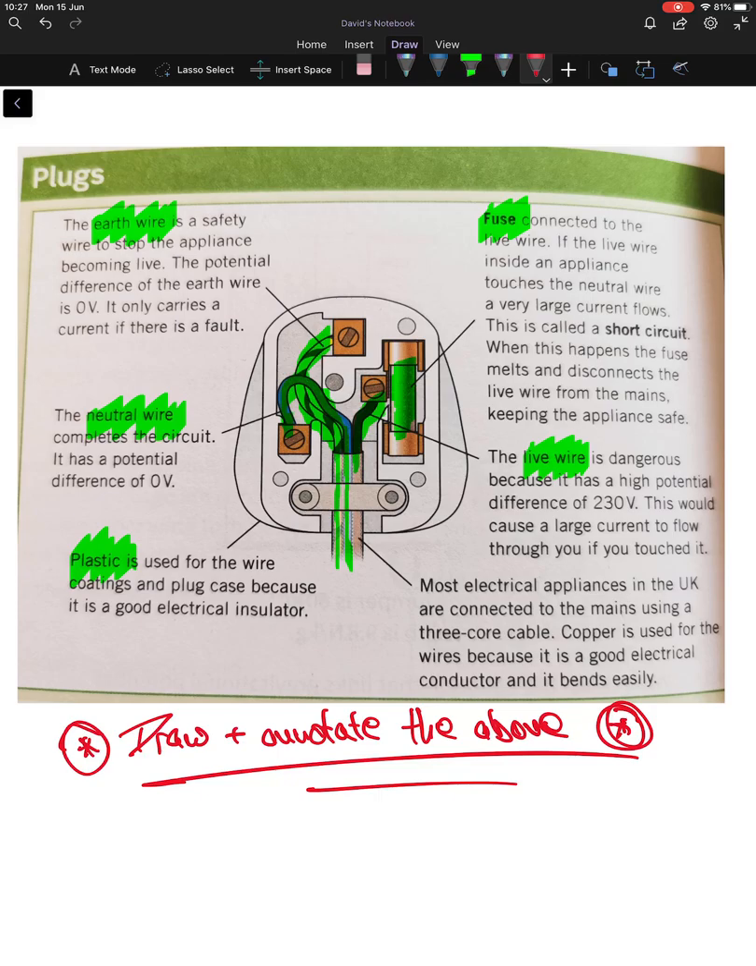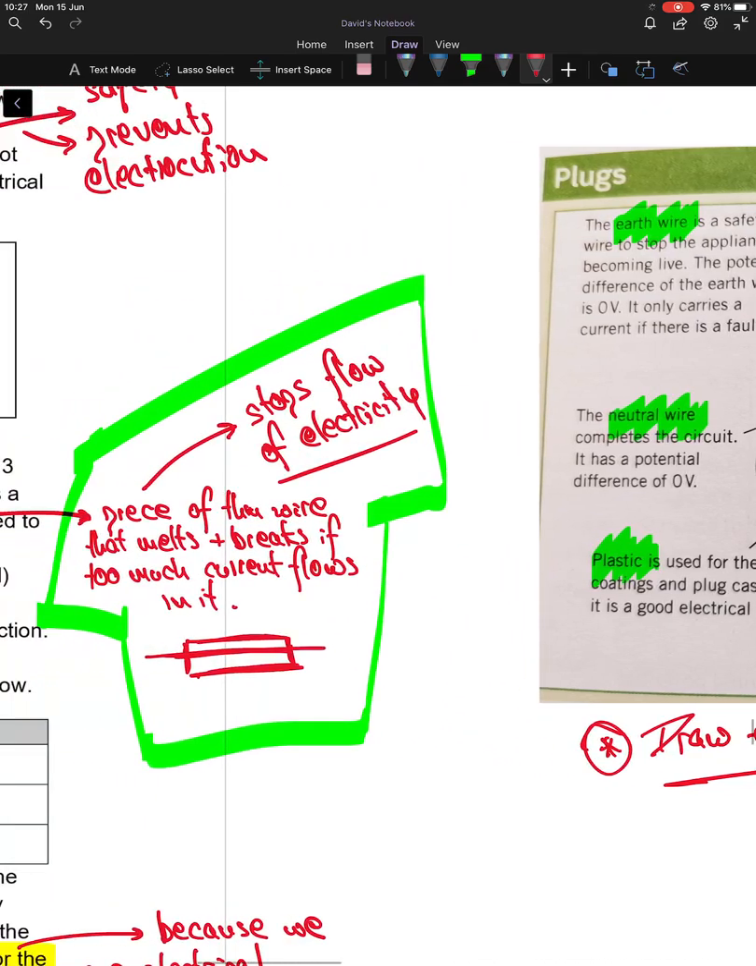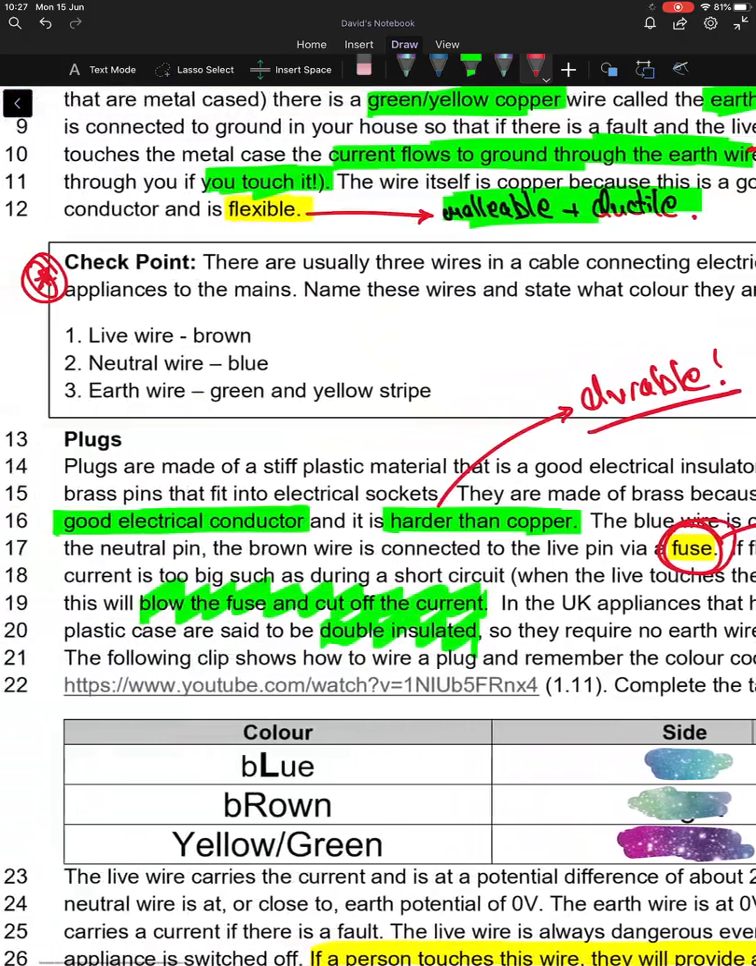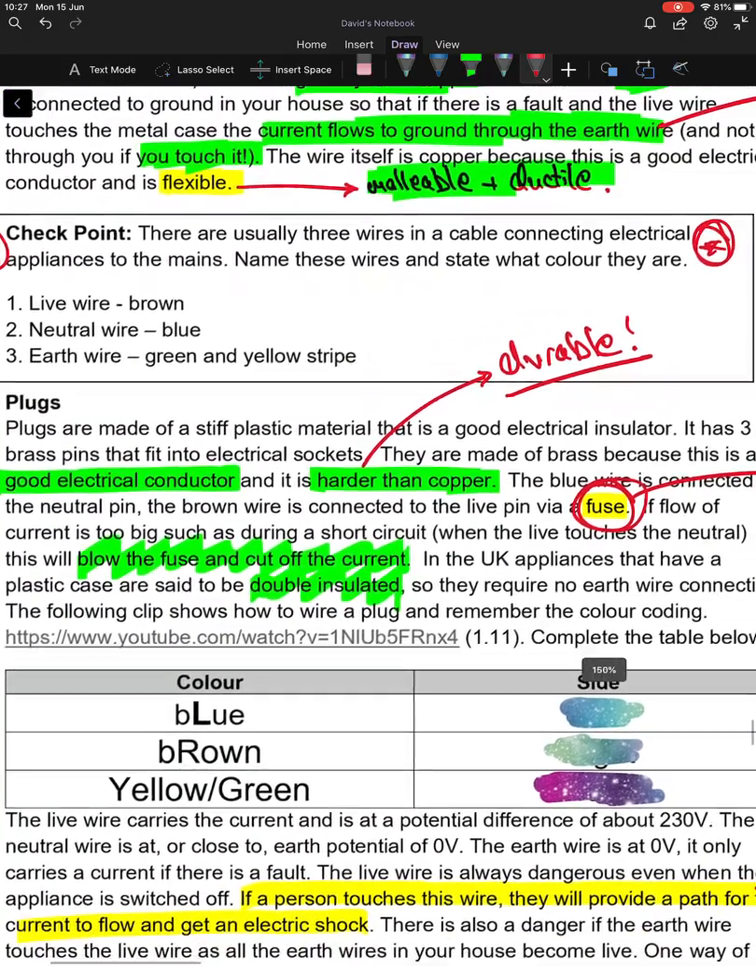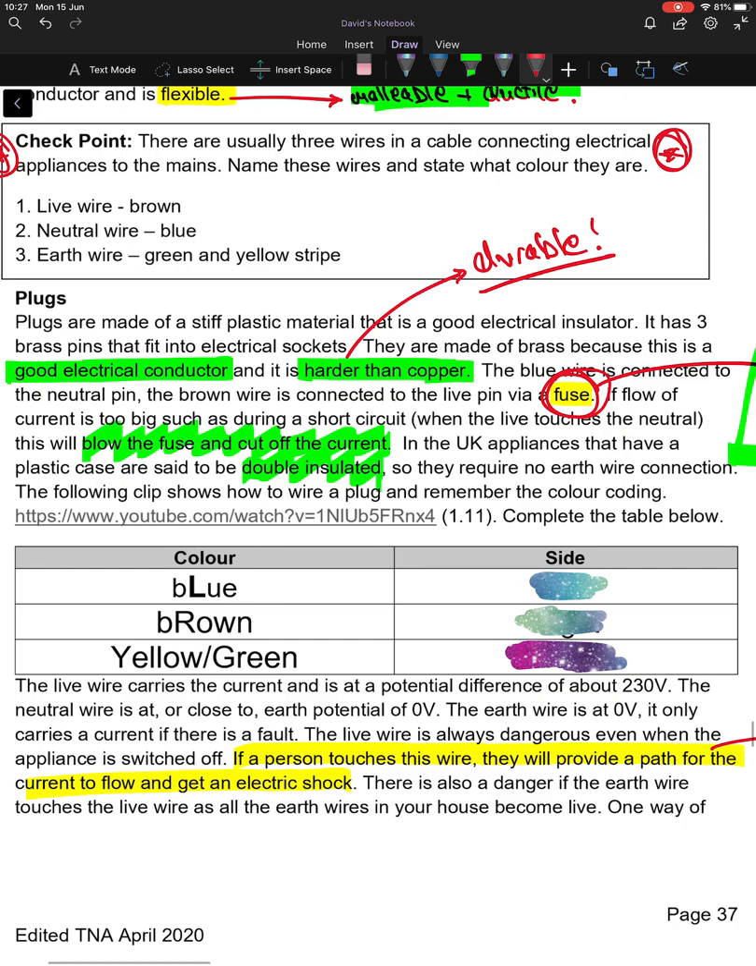Right, once you've done that, you can unpause the video, and let's carry on. So, what I'd like you to do now for me, let's have a look back at the next page, and you'll see there's another video clip in the description below, which is just got plugs written next to it.